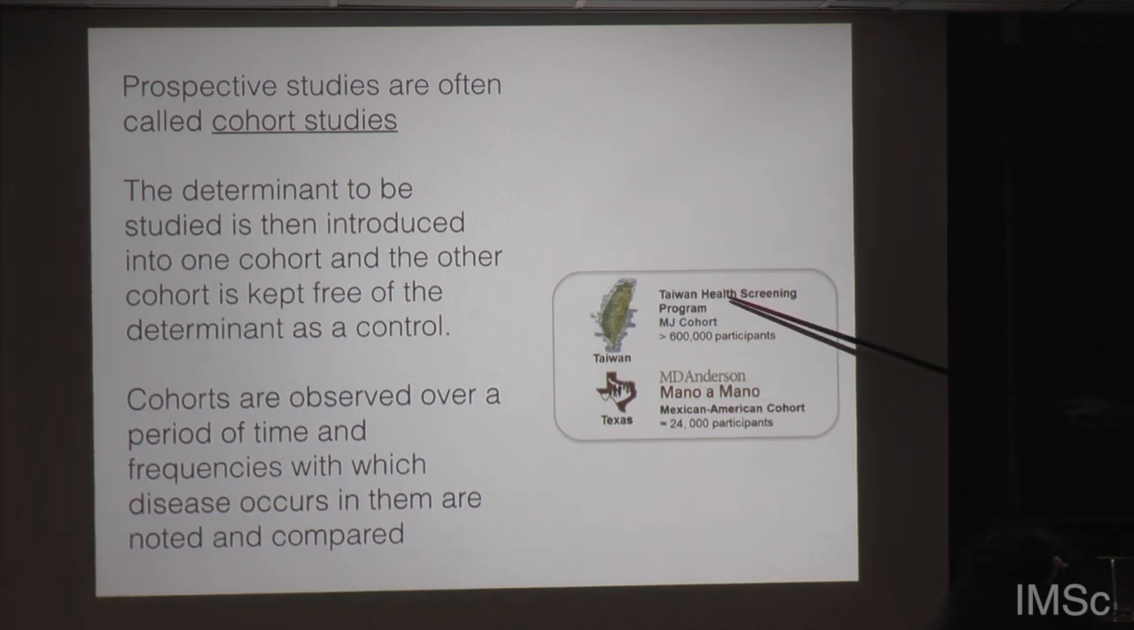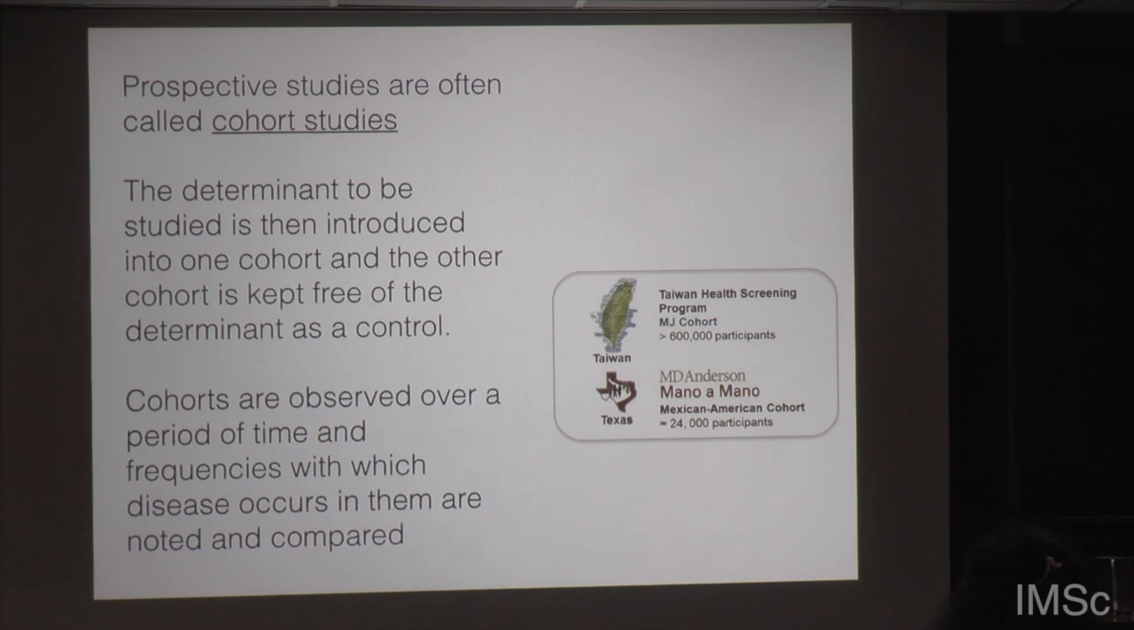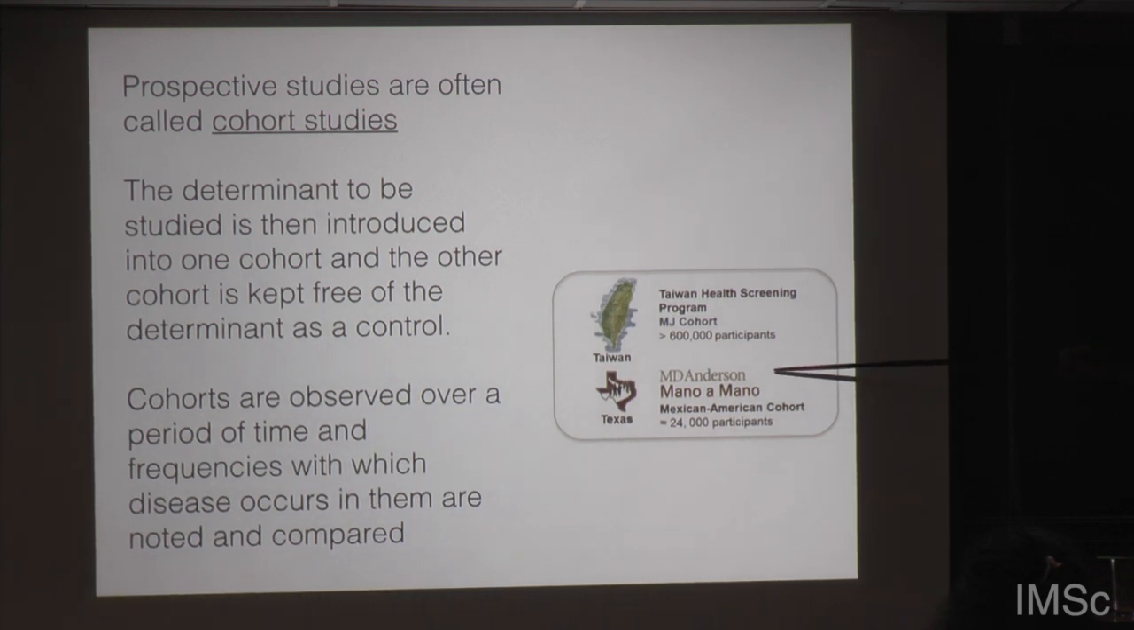For example, in Taiwan, the health screening project has 600,000 participants. In the US, at the MD Anderson, the Mexican American cohort is about 24,000 participants. So there are 24,000 people who you track on a monthly or a 6-monthly or a yearly basis to find out exactly how their health is changing.